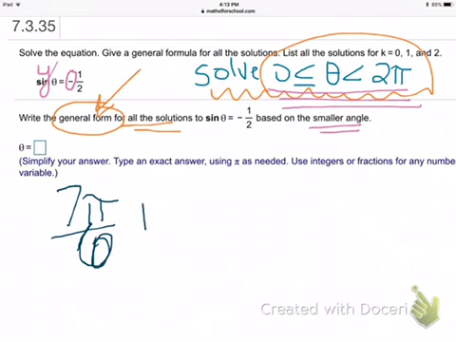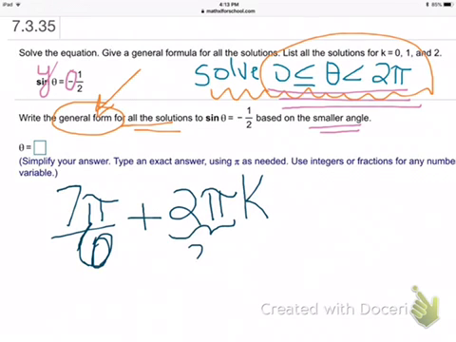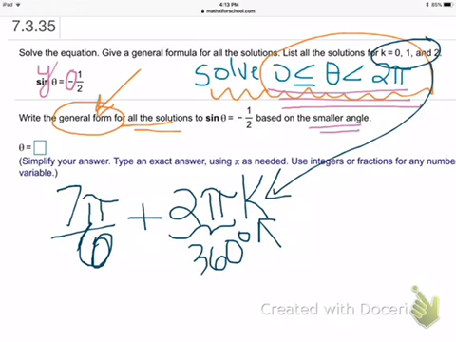So in that case, if you add multiples of 2 pi, this is just 360 degrees, okay? Any multiple of 2 pi is going to get you in the same place. So if k is equal to 0, 2 pi times 0 is 0, and we end up with just 7 pi over 6, which is the initial solution.